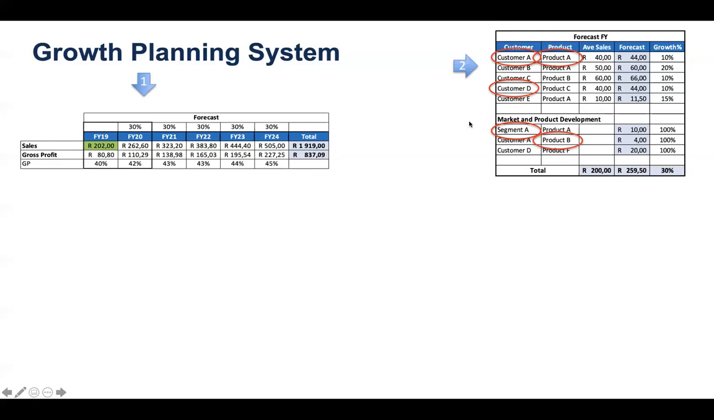Then we're looking at customer D. Customer D, we are selling currently product C to, why not upsell product F? So that illustrates the sales per customer.